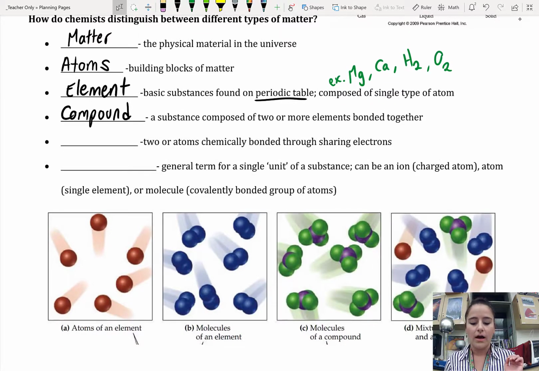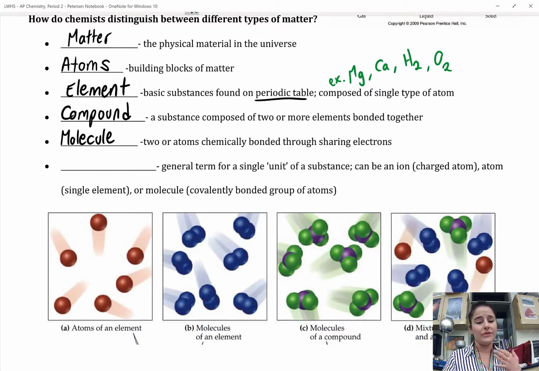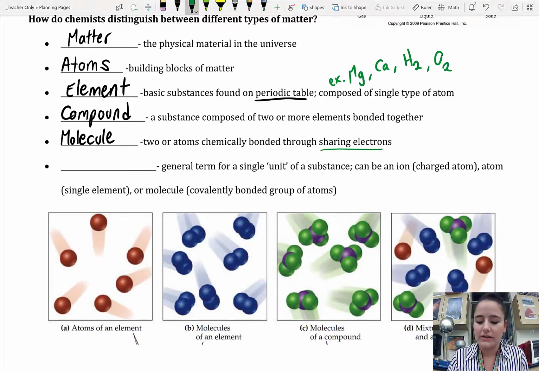So, if those atoms, when they bond together, if they share their electrons, this is a covalent compound, then it is a molecule. Now, a common mistake people will make is confusing those words molecule and compound. Compound is more general. If you got two things bonded together, it's a compound. Where molecule have to be bonded together through sharing electrons. Okay, so these are covalent.